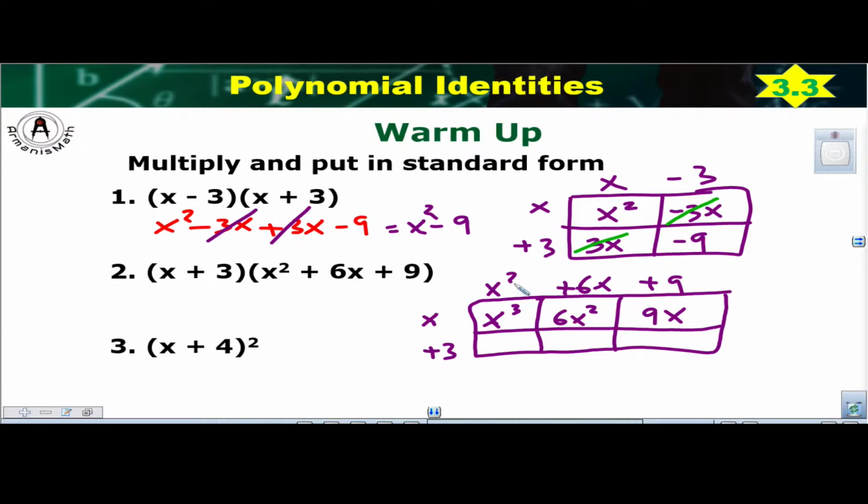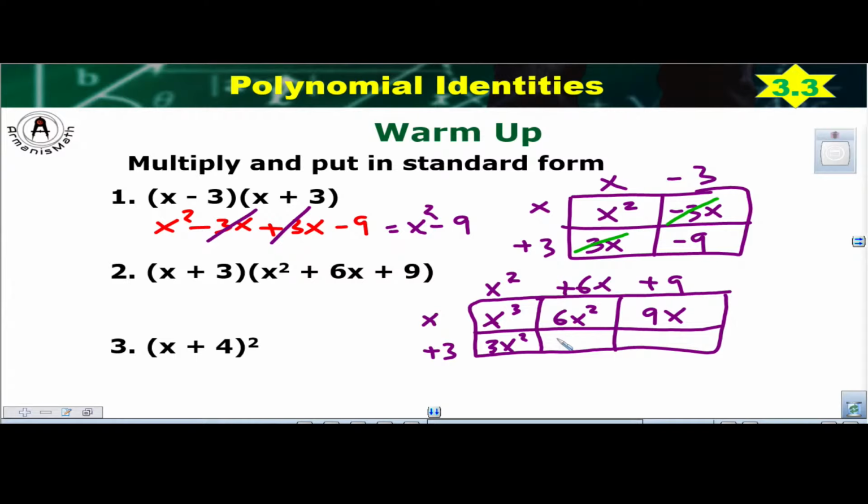Because x squared times x is going to be x cubed. And x times x is x squared. And 6 times 1 is 6. And 9 times 1, which is the coefficient next to the x, there's a 1 here. So 9 times 1 is 9. And then I have the x times x, that's 3x squared.